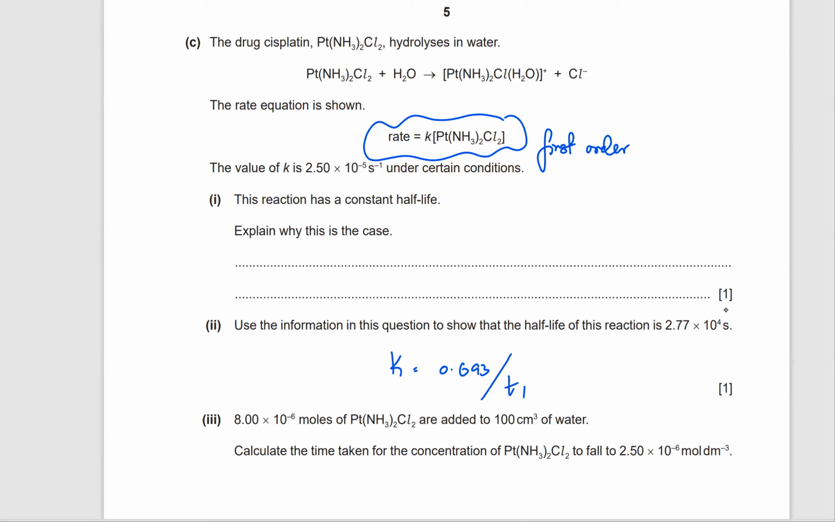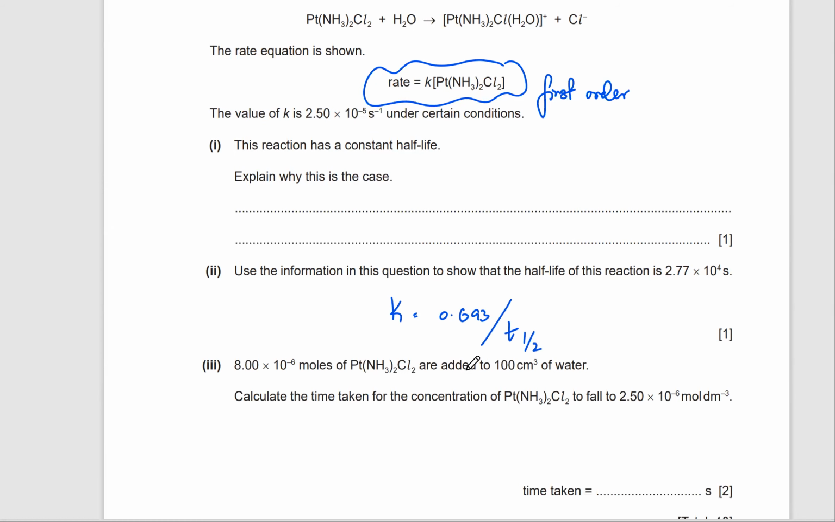For a first order reaction, there's a relationship between the half-life and the rate constant, which is this. Your K is given, so using that you can figure out the half-life. So put K here and you'll find this.